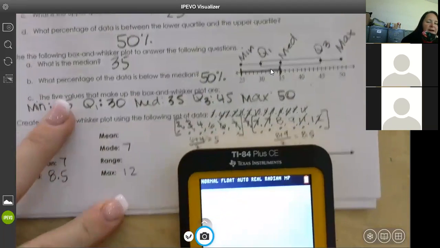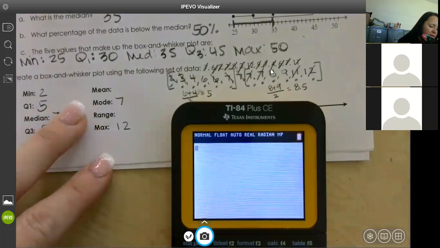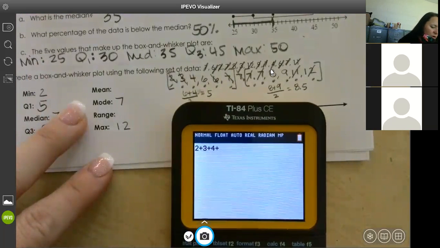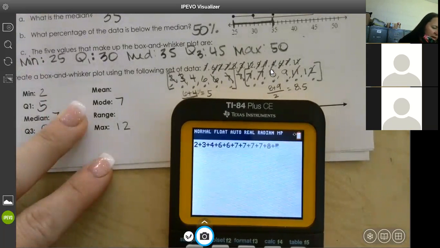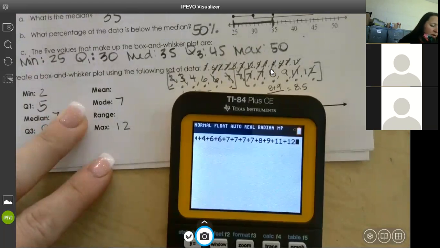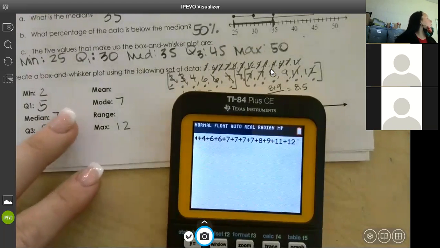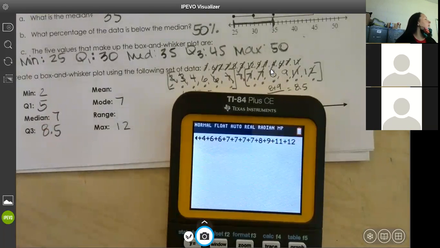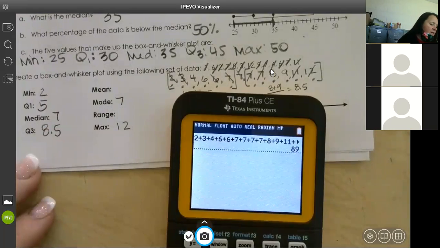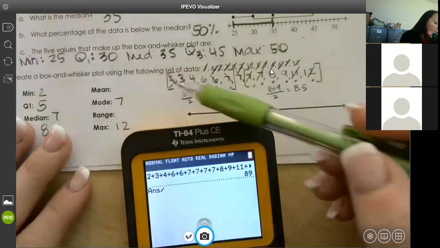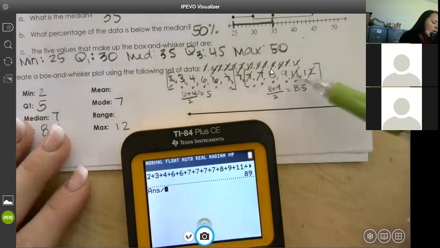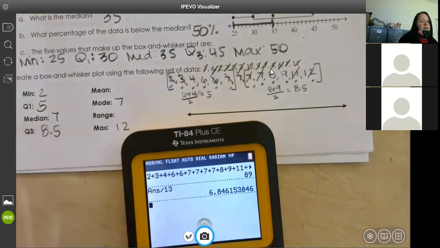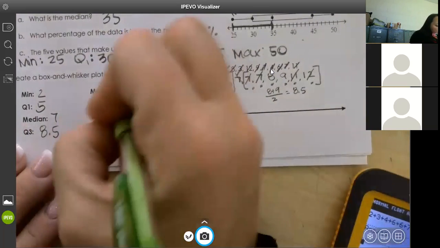So just the same way you would get your grades in class. So if we did that: 2 plus 3 plus 4 plus 2 6s plus 4 7s plus an 8 plus a 9 plus 11 plus 12. You might have to do this during non-calculator active, okay? They won't have as many, but you might have to find the average. So we get 89, but then how many points were there? 1, 2, 3, 4, 5, 6, 7, 8, 9, 10, 11, 12, 13. So we divide by 13 and we get 6.8.